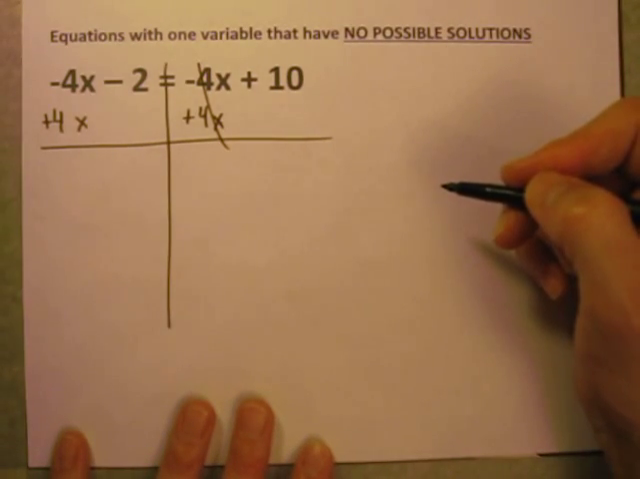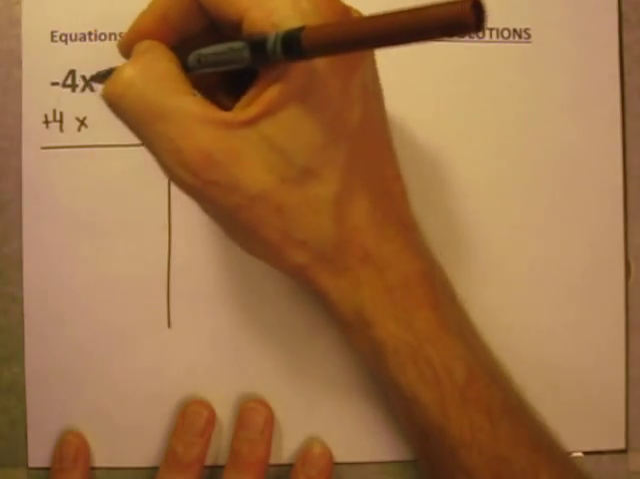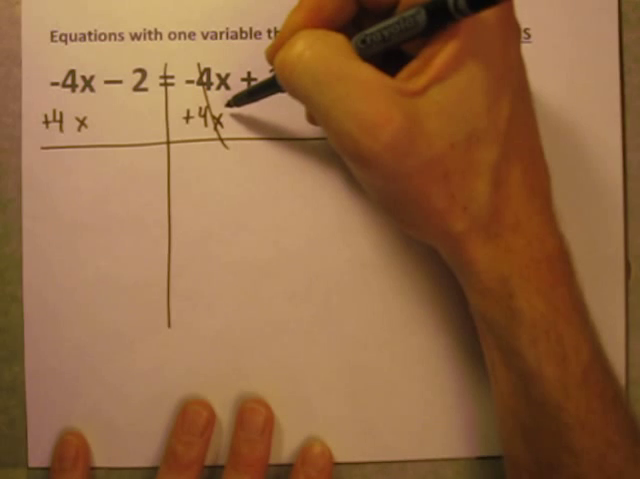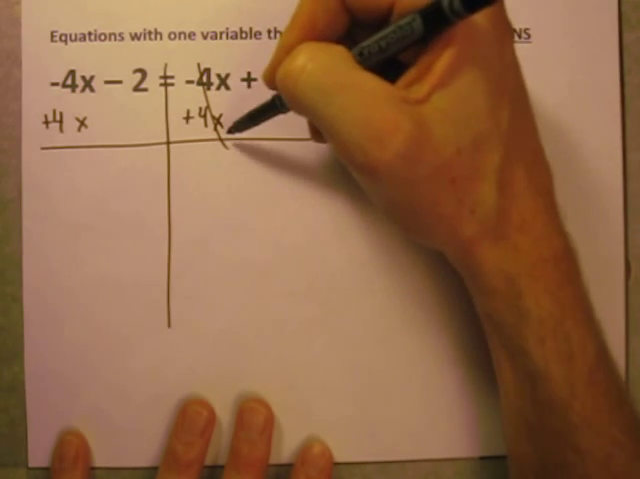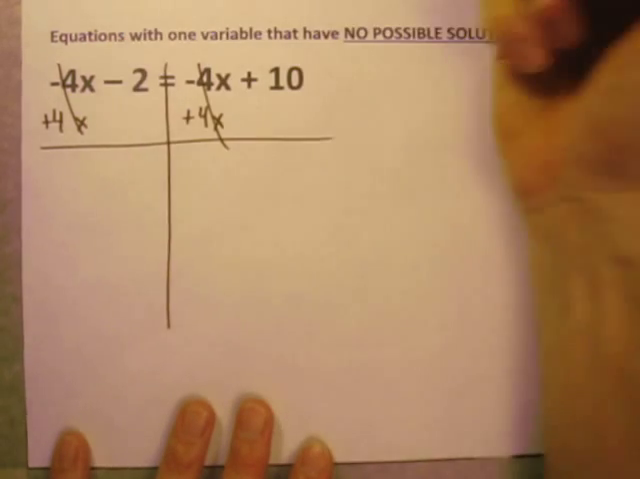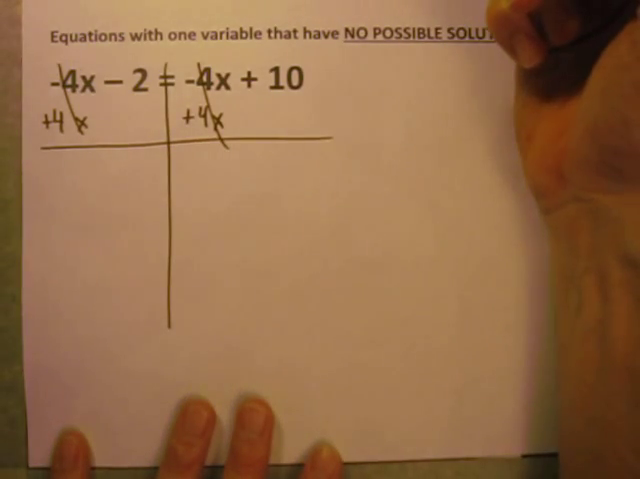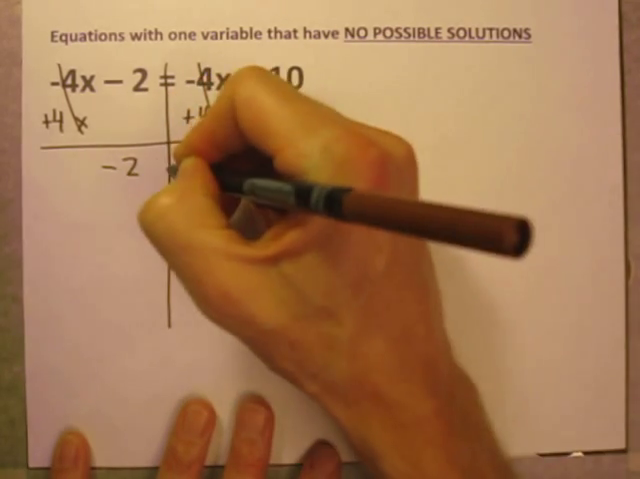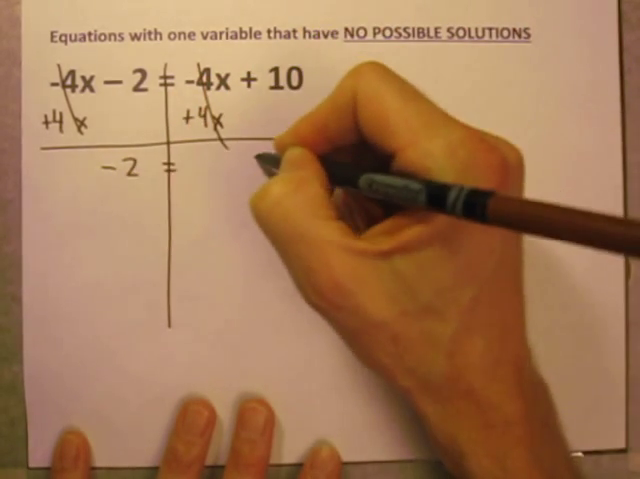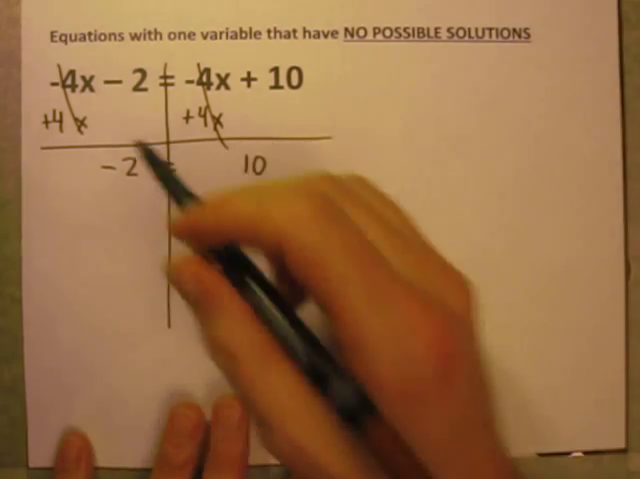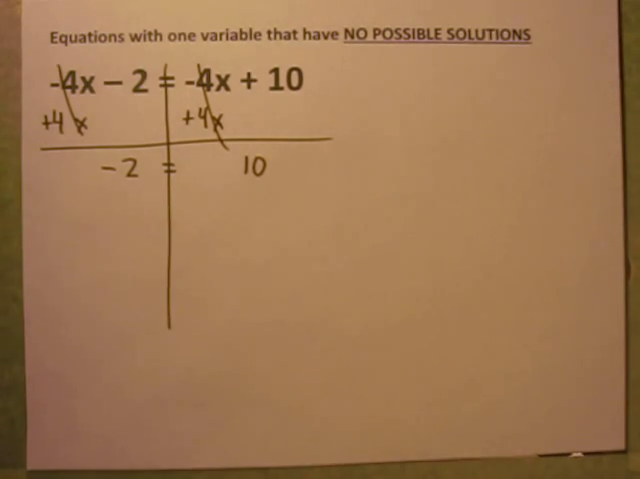And that's when something weird starts to happen. Negative 4x plus 4x, well, just like over here it canceled, it's 0x or just 0. Negative 4x plus 4x is 0x over here too, or just 0. So what's left? Negative 2 on the left is equal to 10 on the right. Negative 2 is equal to 10.